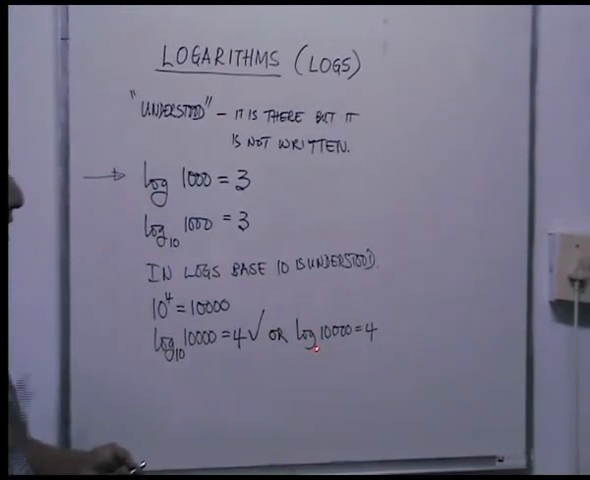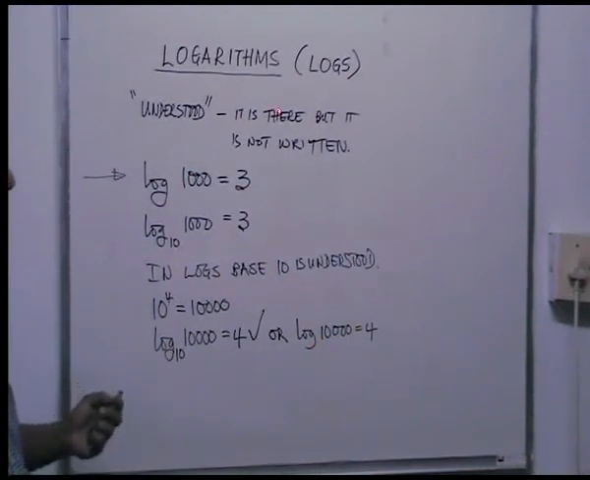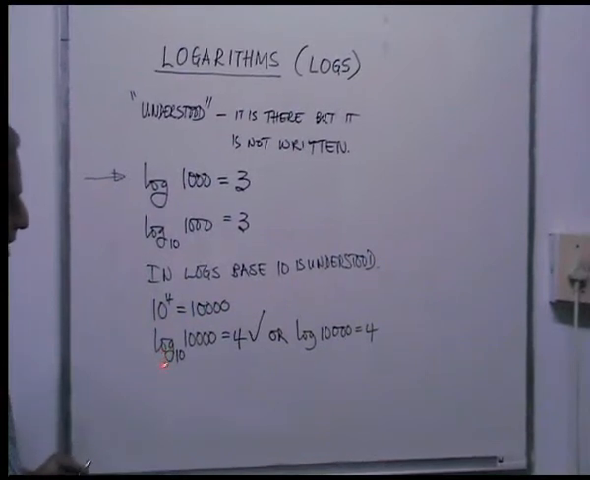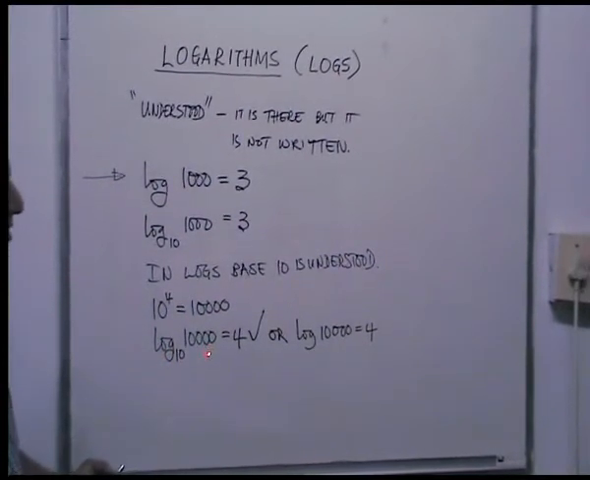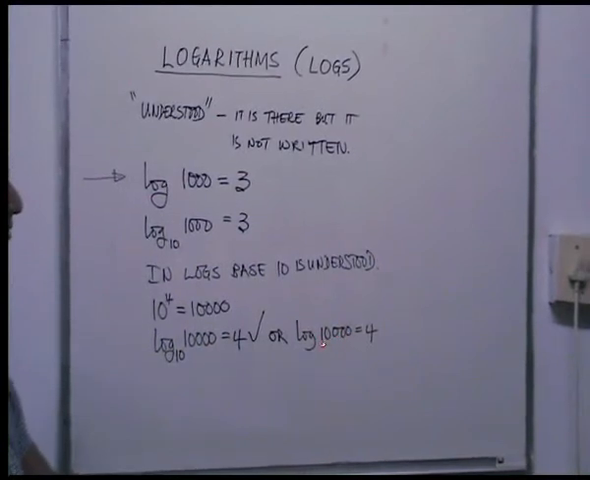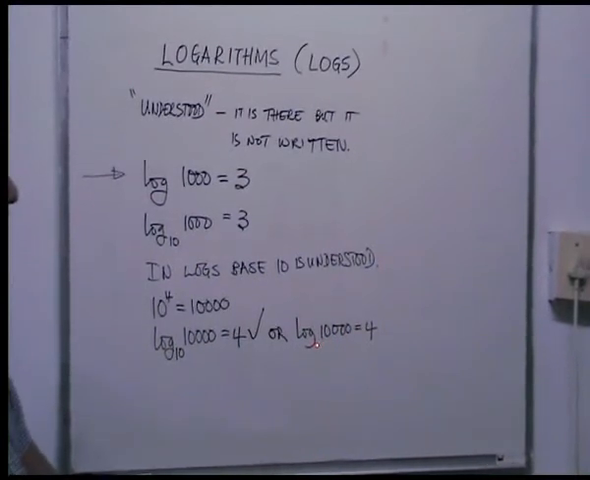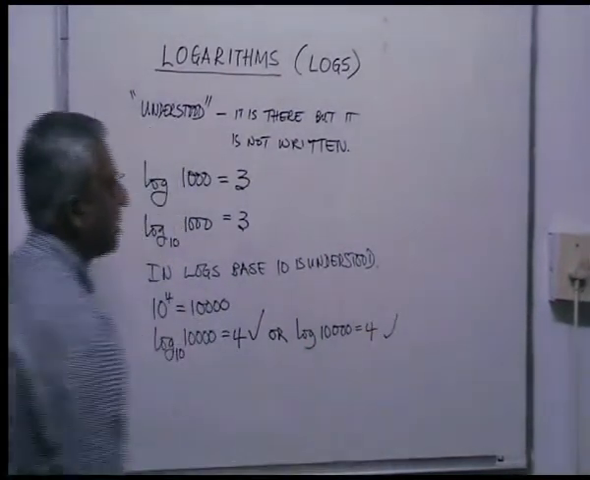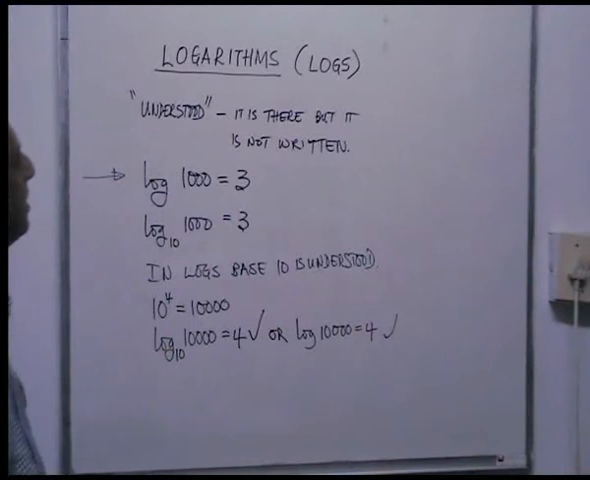If the base is any other number, it has to be written. But if the base is 10, you can leave it out. So the base 10 in logs is understood. It's not written here, it's understood. If this was my question, that would be my answer, which is right. And even that will be right because there I can choose to leave it out because the base 10 is understood. Alright, so that's the next important thing we have to learn in logs.